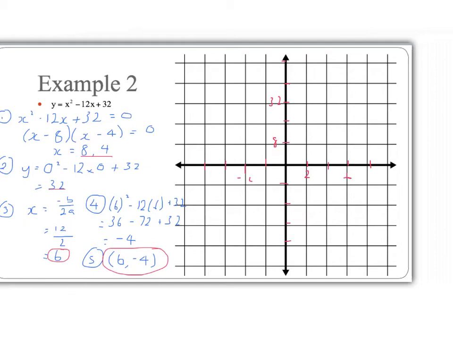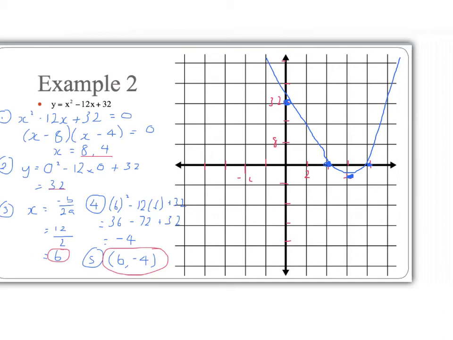Alright, let's fill in our important details. Starting off with our x-intercepts. We have one at 8, which is about here. And we've got one at 4, which is about here. Our y-intercept is 32, which is up here. And we have our turning point at 6 and minus 4. So 6 is here, minus 4 is going to be about here. Okay, now it's just a simple matter of joining the dots. So here we come, down from here, across the x-axis, hit the turning point, and go back up again.